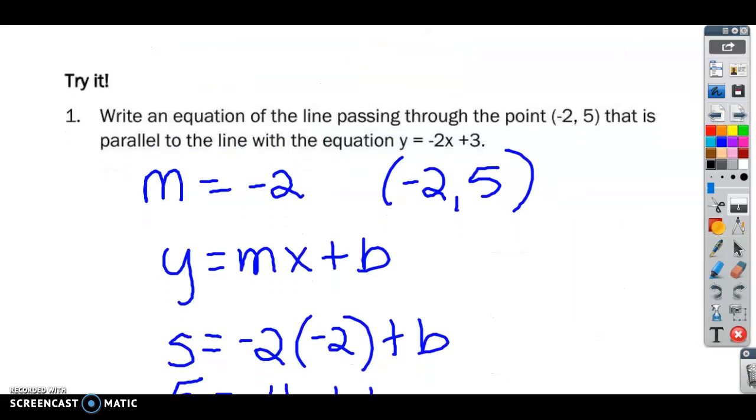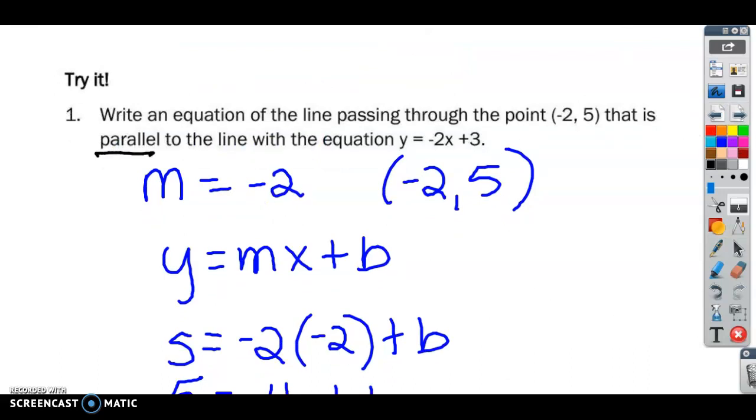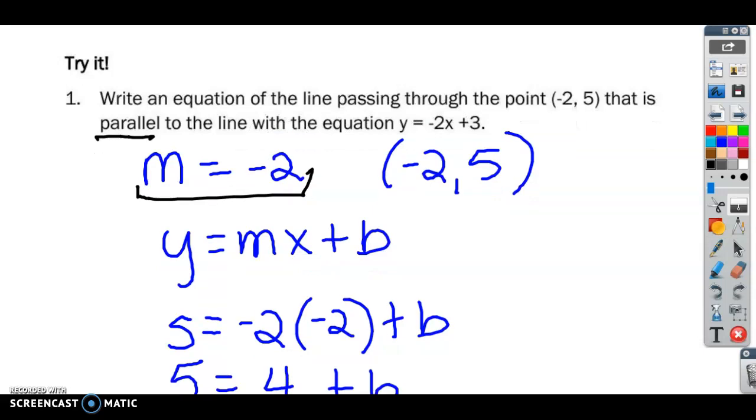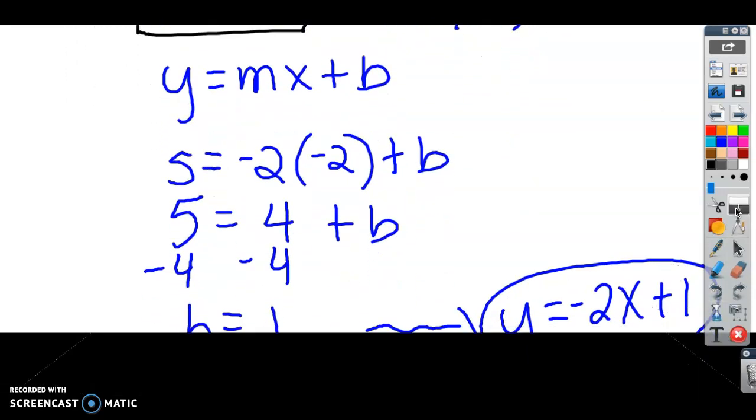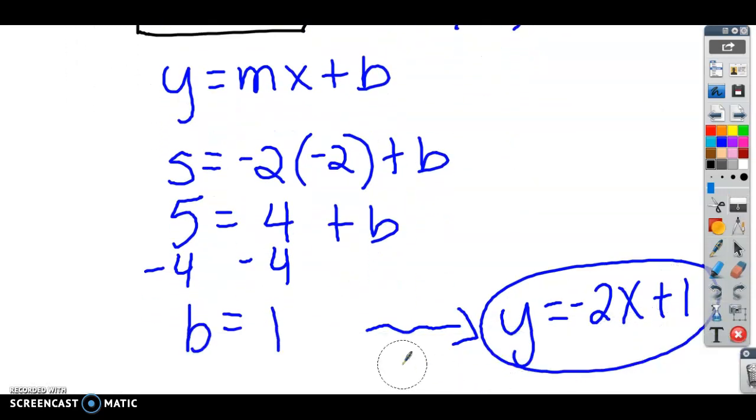So here's the first one. We're doing a line parallel, so we use the same slope. Plug it in, solve for b, and we get 1 for b. So the new equation is y equals negative 2x plus 1.